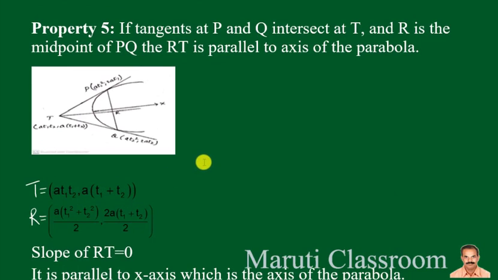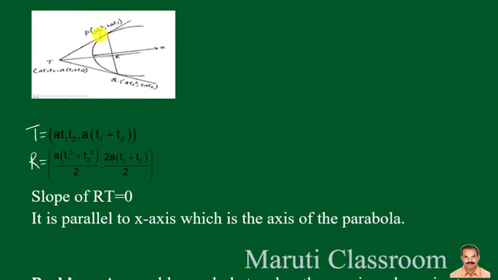What is R? R is the midpoint of PQ. Midpoint of PQ is (a(t1 square plus t2 square) by 2, (2at1 plus 2at2) by 2), the 2 cancels, a into (t1 plus t2). Now see, both R and T have the same y-coordinates. The y-coordinate is constant, which means it is parallel to the x-axis or axis of the parabola. Or y1 equal to y2, so slope is y2 minus y1 by x2 minus x1. y2 equal to y1 means y2 minus y1 is 0. Slope 0 means parallel to the axis of the parabola or x-axis.